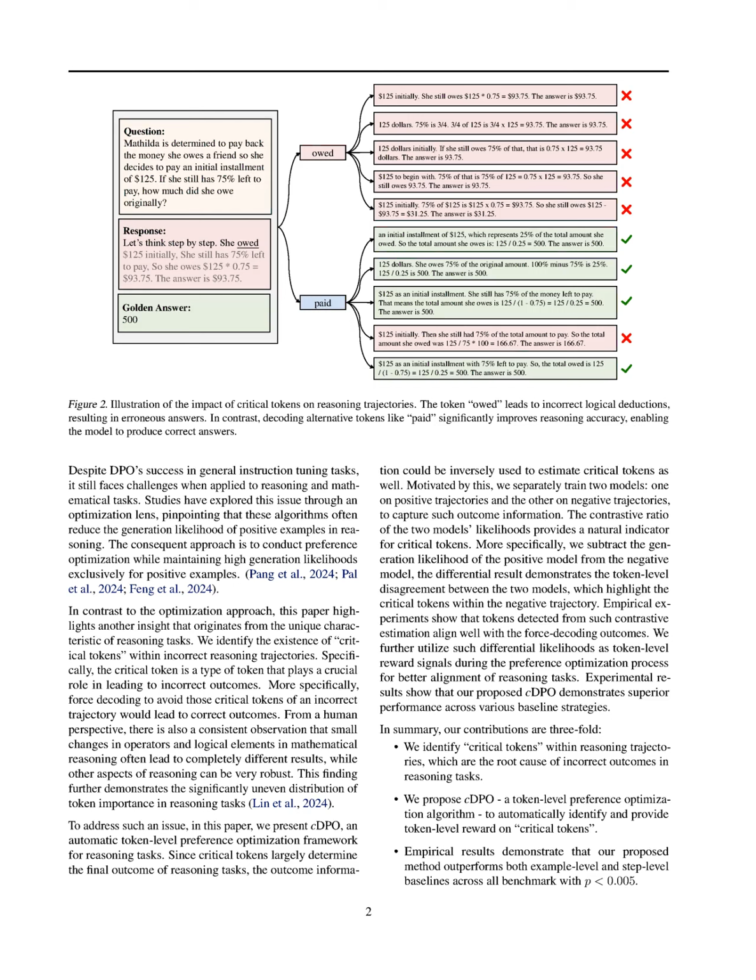Conversely, when we replaced "ode" with an alternative token like "paid", the accuracy of the reasoning significantly improved, showcasing the effectiveness of our forced decoding strategy. This example underscores the broader significance of our method, as it highlights how identifying and avoiding critical tokens can dramatically enhance the performance of reasoning models, ultimately leading to more accurate outcomes in mathematical reasoning tasks.